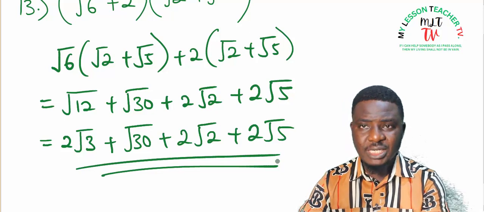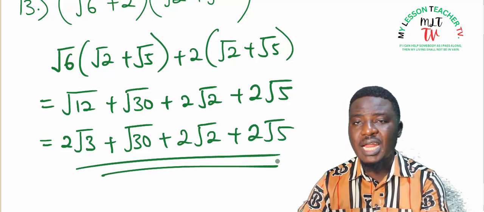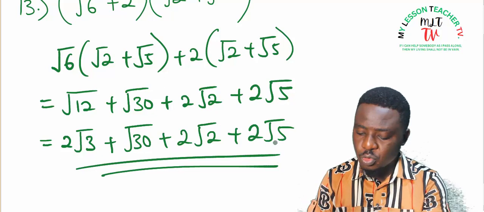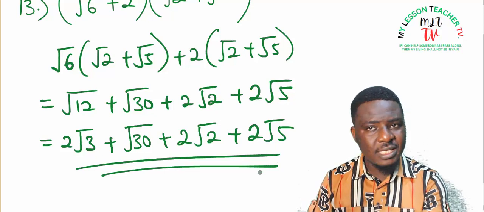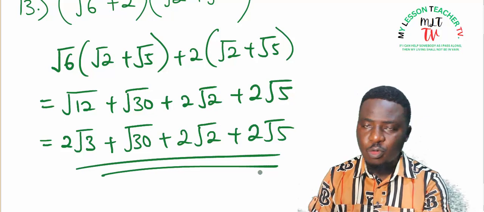Please avoid being tempted to see if you can add them. Remember the rules of surds. 2 root 2 plus 2 root 5 is not equivalent to 4 root 7.